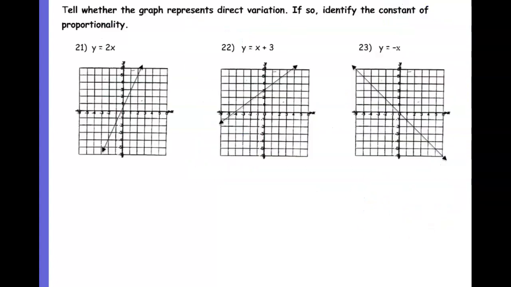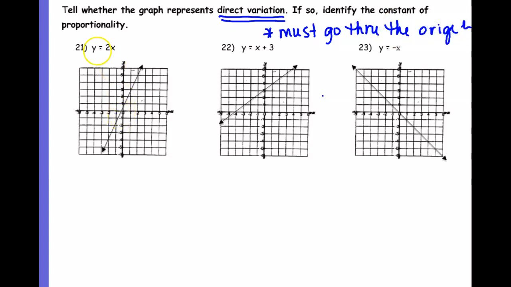Okay, now looking at graphs, it's pretty easy. Direct variation must go through the origin, and it's going to be a straight line. So in this case, I know we've got y is equal to 2x. It's a little shifted, but it is going through the origin, so it is a direct variation, and the k would be equal to 2.